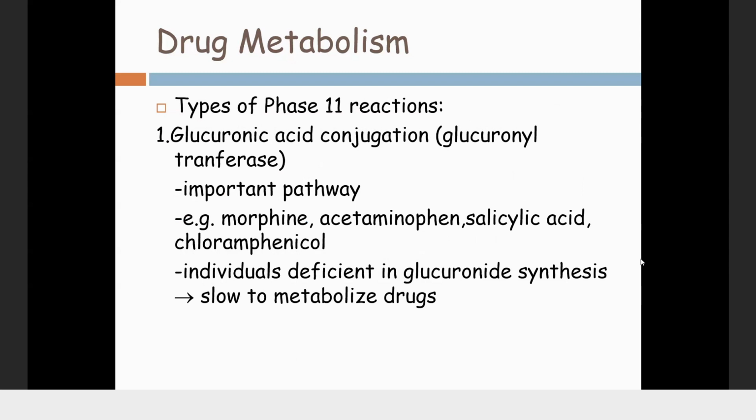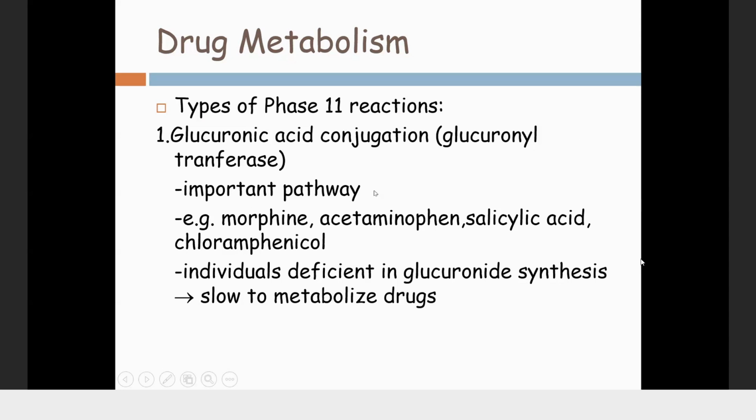As for the types of phase 2 reactions, there are many; I'm just going to show you a few examples. I think there are about 9 phase 2 reactions, and the rest you can refer to books. The important one is glucuronic acid conjugation, via the enzyme glucuronyl transferase, which is involved in the conjugation process.